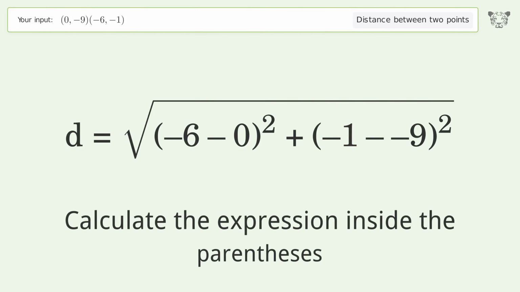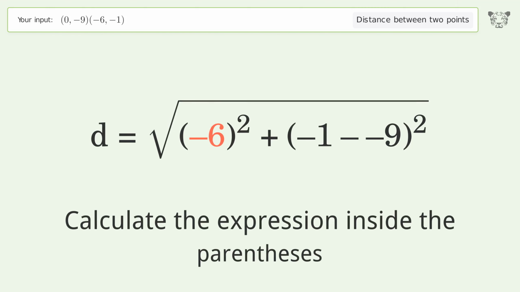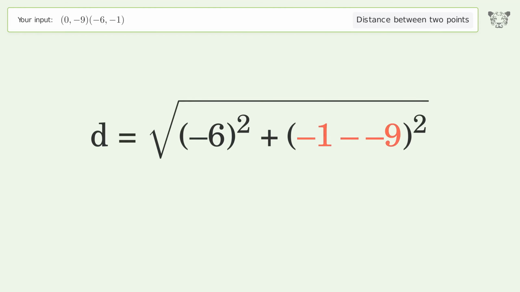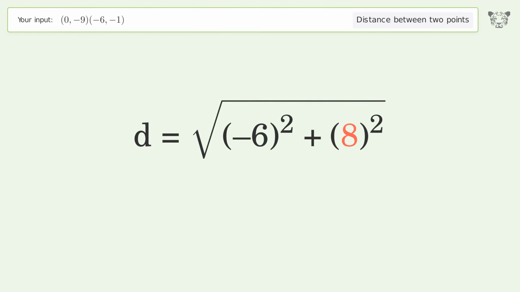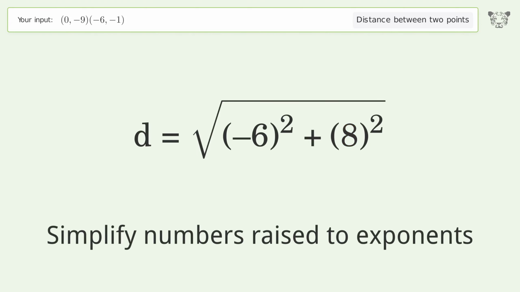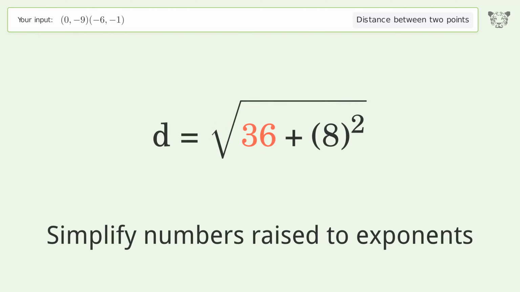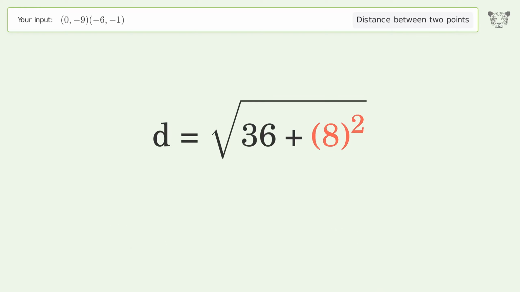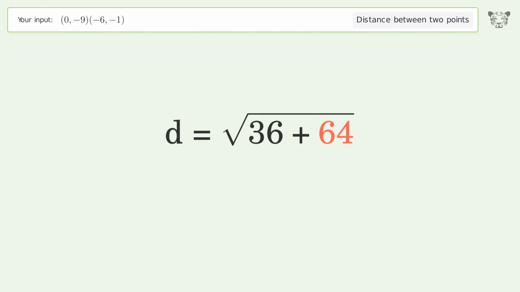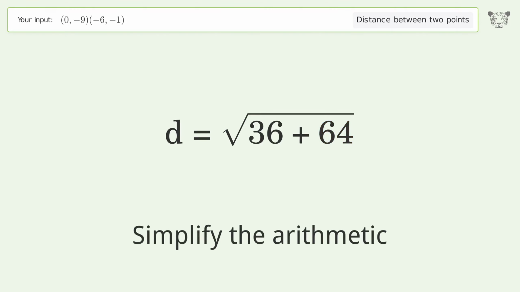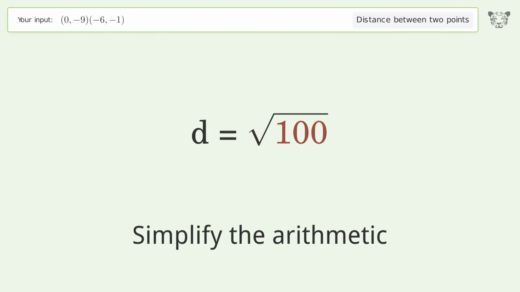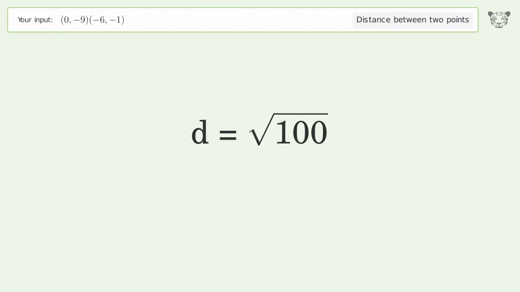Calculate the expression inside the parentheses. Simplify numbers raised to exponents. Simplify the arithmetic. And so the distance between the 2 points is the square root of 100, or 10.